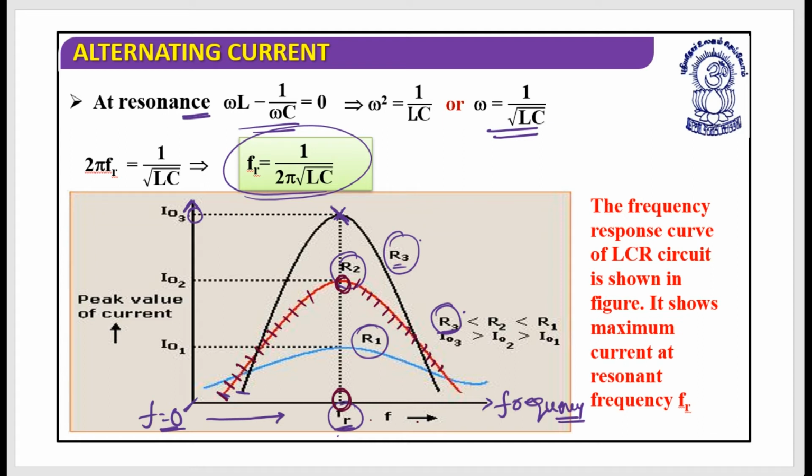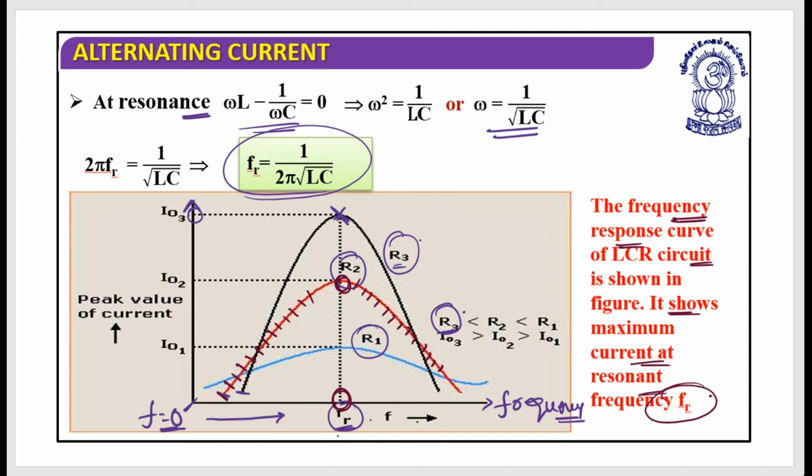It is not the case that you are increasing the frequency, that's why the current is increasing. No, no, no, that would be an absolutely incorrect conclusion. Once you are at FR, it will be the maximum. Once you are away from it, the current will decrease. I hope this is clear. So this is the frequency response curve of the LCR circuit, and it shows that maximum current is there when it is at the resonating frequency. I hope this is clear.